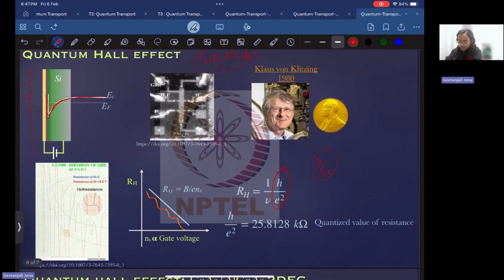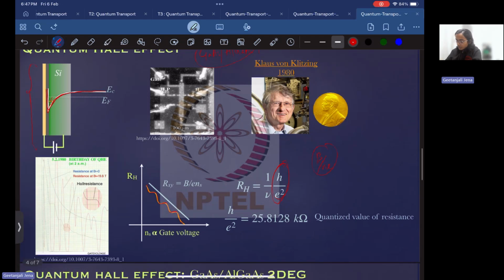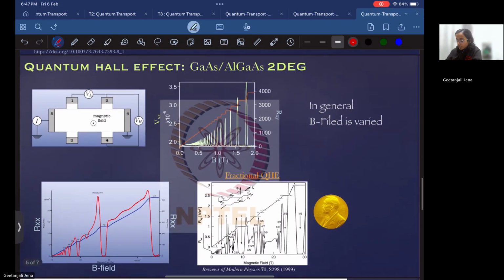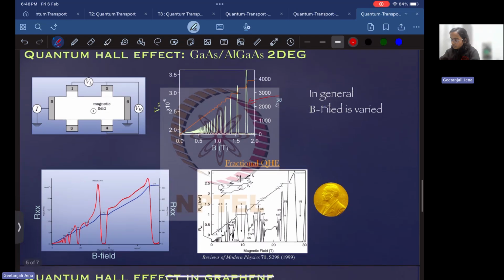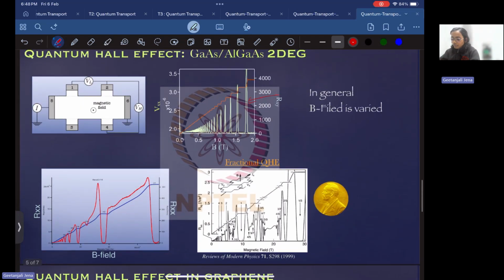Here, in addition to the Hall resistivity, which changes in a step-like manner, we also see that the voltage across the direction of the current shows a periodic oscillatory pattern because of this quantization. Also, we can have an integer quantum Hall effect, or we can have a fractional quantum Hall effect.